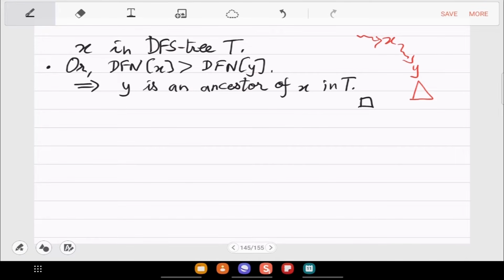So that finishes both the cases. So either Y is a descendant or Y is an ancestor. Okay, so it seems that we did not even talk about the back edge, but we are talking about that because we wanted to make a statement about this edge. So I should correct this.